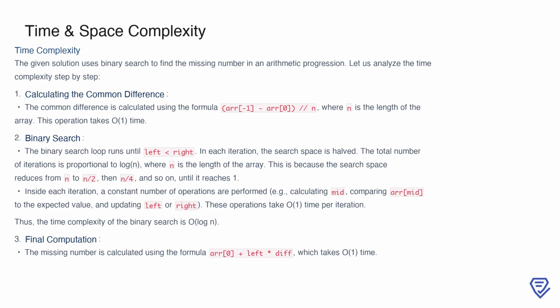Specifically, the search space reduces from n to n/2, then n/4, and so on, until it narrows down to a single element. Within each iteration, only a constant amount of work is done, such as calculating the midpoint, comparing values, and updating the search bounds. Therefore, the time complexity of the binary search is O(log n). Lastly, once the search completes, the missing number is calculated using a straightforward formula, arr[0] plus left asterisk diff. This step also takes constant time, or O(1). Combining these steps, the time complexity of the solution is dominated by the binary search, resulting in O(log n).